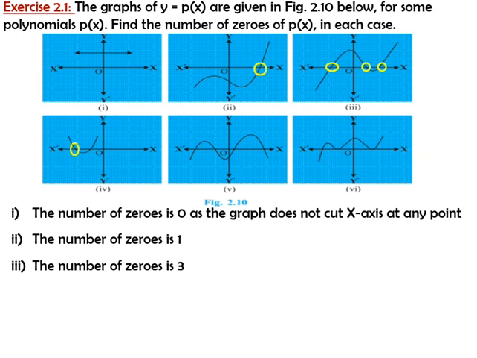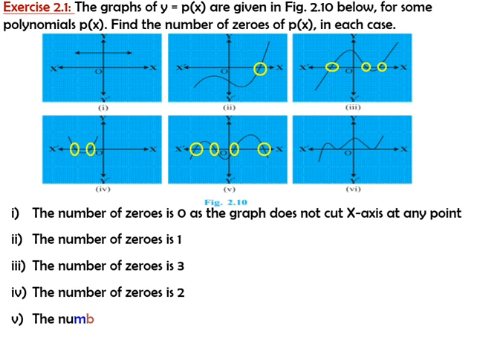Then fourth subdivision, 1 2. Answer is 2. Then fifth one, 1 2 3 4. The number of zeros is 4. Then sixth subdivision, 1 2 3. So the number of zeros is 3.